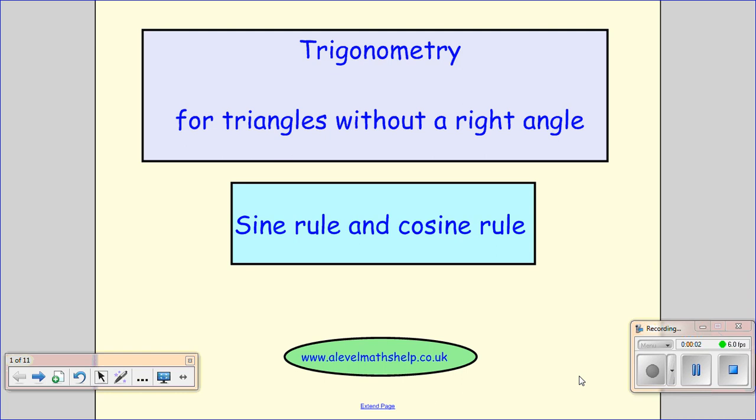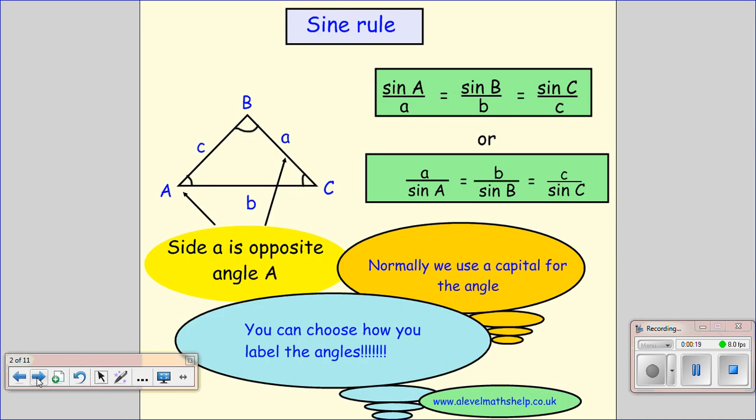Okay, hi. In today's video, we're going to be looking at the sine rule and the cosine rule. We use these really for triangles which don't have right angles in them, so we can't use the standard sine, cos, and tan that you learnt in your GCSEs. Okay, so let's start off with the sine rule.